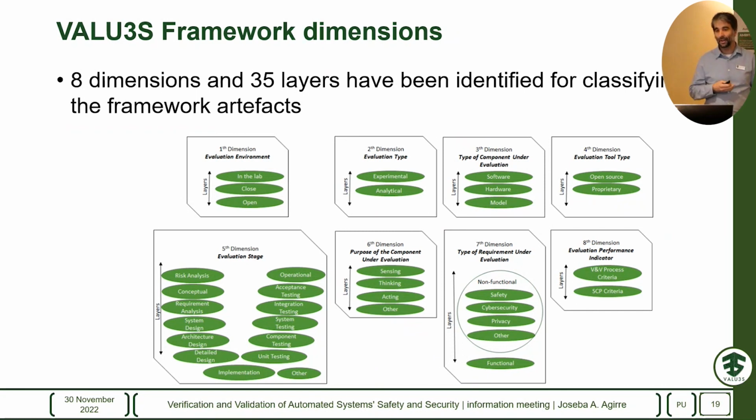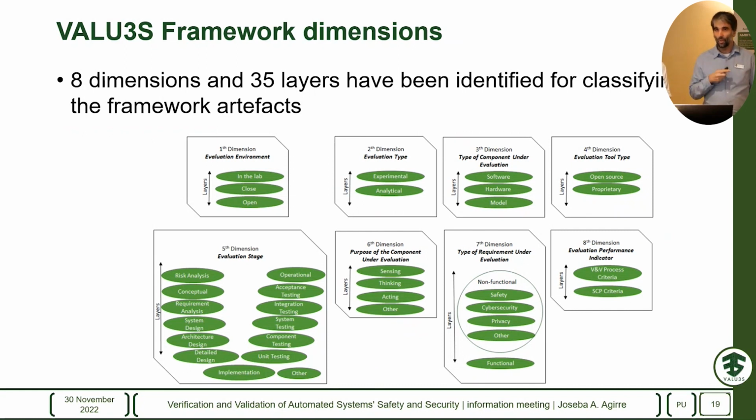We also have the evaluation types: experimental, analytical. We have the type of component under evaluation, which can be software, hardware, or model. We have the evaluation tool type, which can be open source or private. We also have the development stage in which the method or the tool is being used. So we have all the stages, and we can characterize and say in which of the stages the method or the tool is being used.